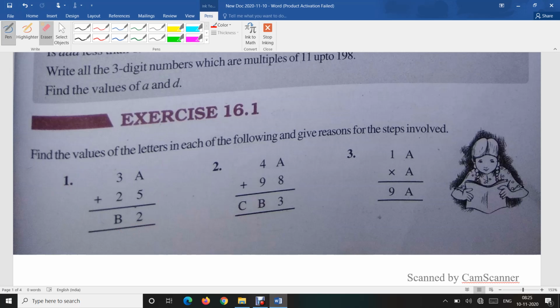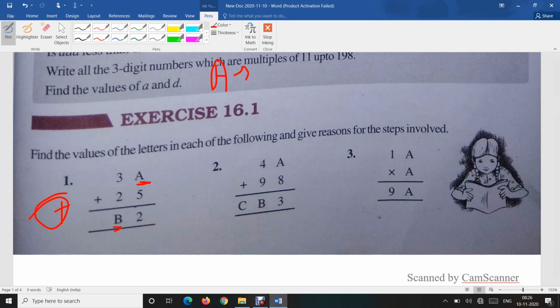Here one thing is clear from this question, that it is all about addition. That means you have to add all the values. For adding any values there are some rules which you have to know. Here a and b represent any digit or any number.